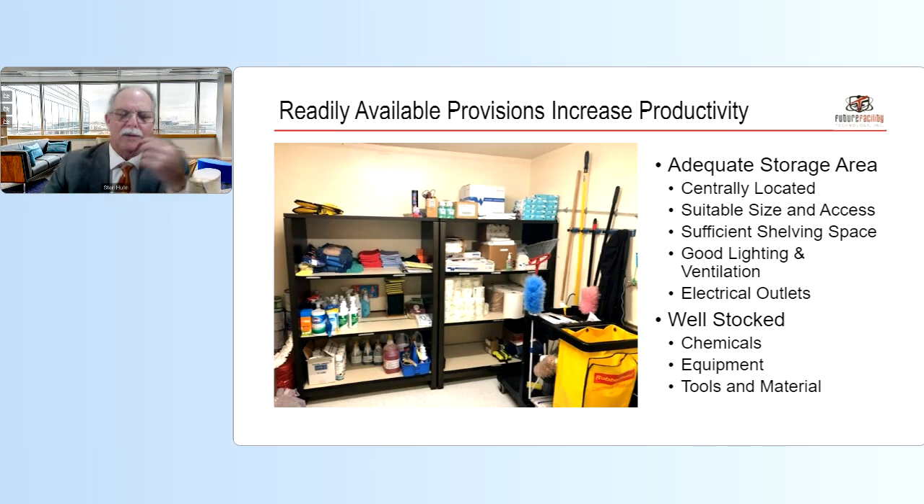So going through these quickly, we'll just talk about them briefly. Readily available provisions increase productivity. Is your storage area, your cleaning provision area, centrally located? Is it a suitable size and access for what you need to clean that building? Does it have sufficient shelving and space to store your stuff in it? You can't plug your automatic scrubbing machine out in the hall and run the cord under the door. It's not a very good way to do it.